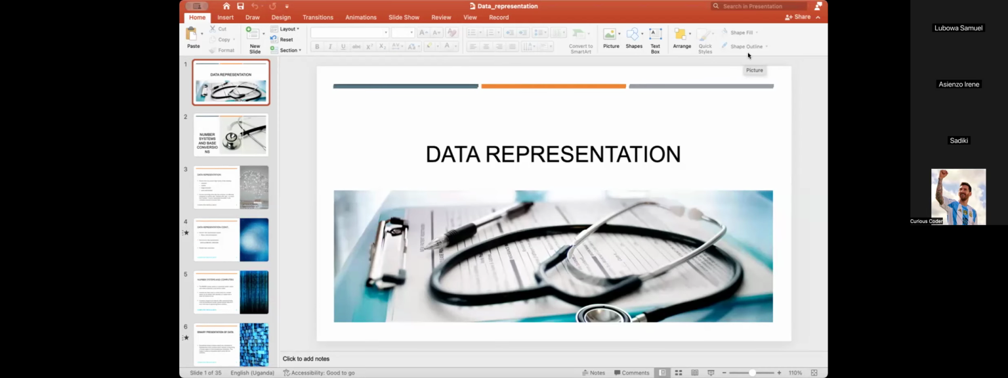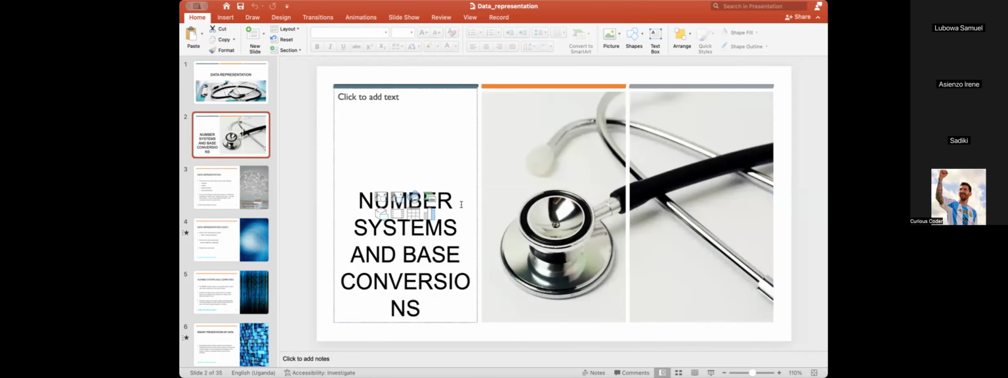Today we are going to discuss data representation so that we understand how a computer represents the data we feed into it, which sometimes comes in the form of voice, videos, text, numbers, and so on. We just need to understand how this is represented in a computer. So we are going to look at data representation, number systems, as well as base conversions.